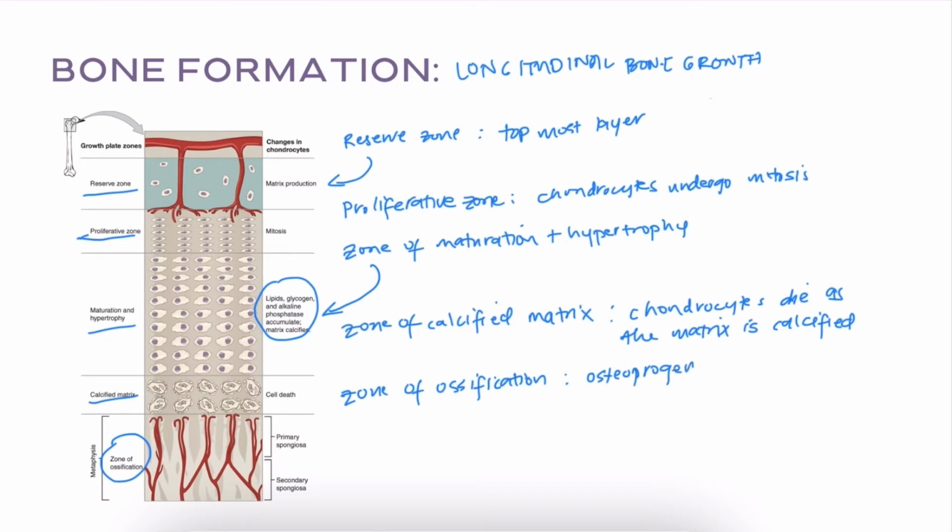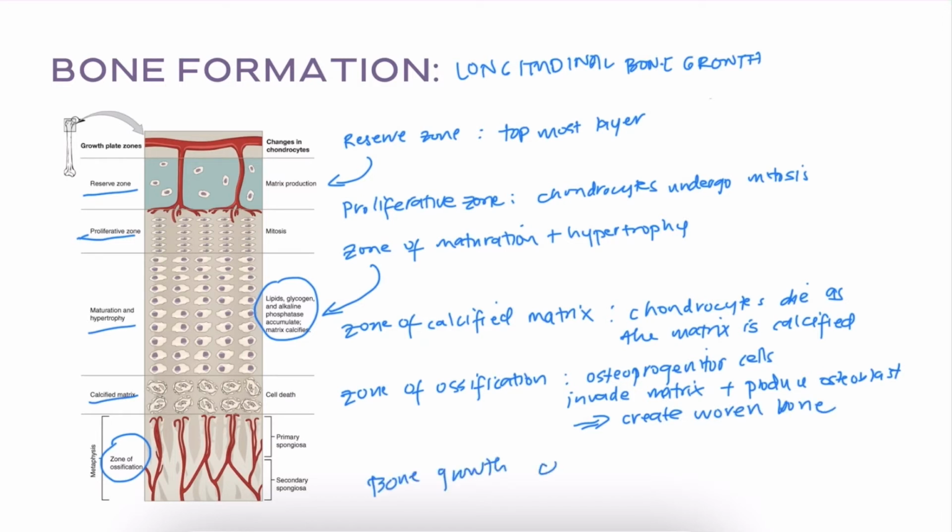So at the zone of ossification, our osteoprogenitor cells invade the matrix and produce osteoblasts that begin creating woven bone on the calcified matrix. Bones continue to grow in length until early adulthood, with the rate of growth controlled by our hormones.